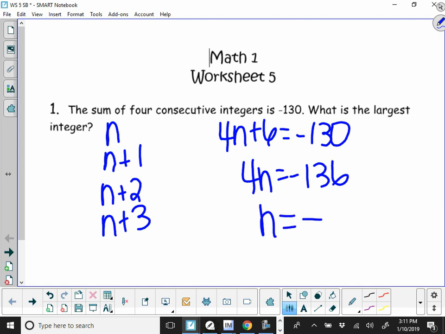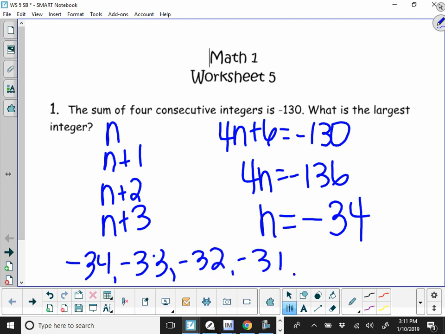So 136 divided by 4 is going to be negative 34. So that's your first one. And then remember, because it's negative, we're going to go the other way. So it's negative 34, negative 33, negative 32, and negative 31.